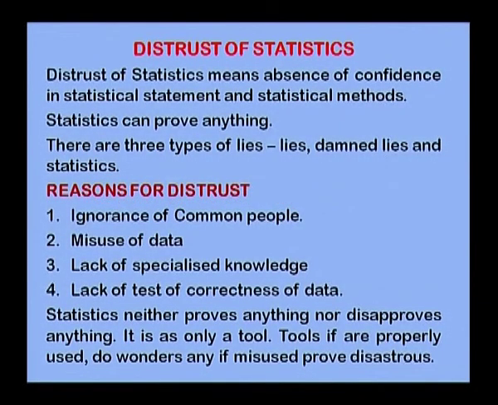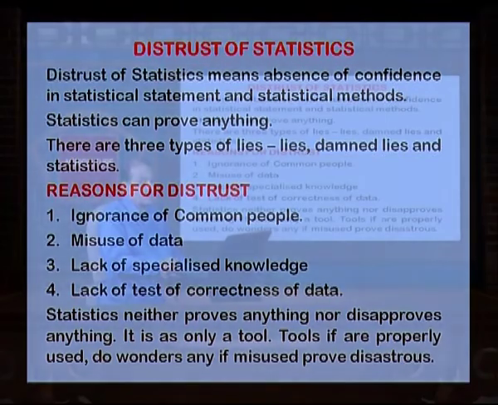Dear friends, we have discussed so far the stages, functions and limitations of statistics. Now, we discuss the distrust of statistics. Distrust of statistics means absence of confidence in statistical statements and statistical methods. There are so many causes which are responsible for the absence of confidence in statistical statements and statistical methods. So, it is said that statistics can prove anything. There are three types of lies: lies, damned lies and statistics. So, statistics is also considered as one of the lies.